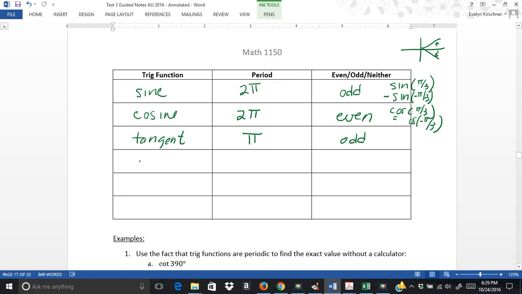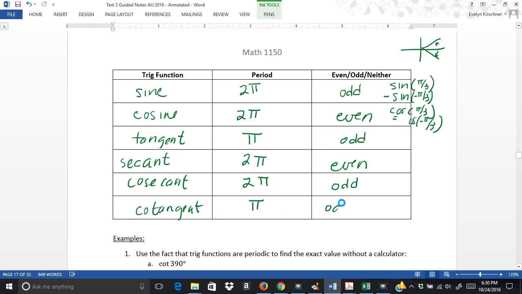Okay, then cosecant, which is the inverse of sine, also has a period of 2 pi, so it also is odd. Secant has a period of 2 pi, and it's the inverse of cosine, so that is even. And cotangent has a period of pi, and it also is odd.